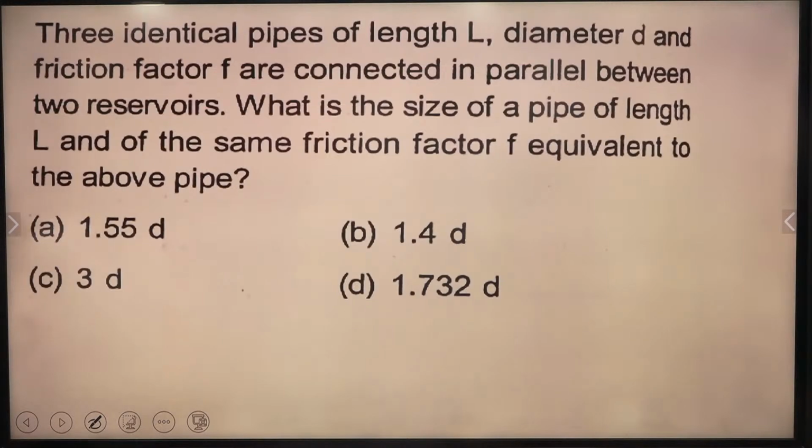Clear? So here's the next question. 3 identical pipes of length L, diameter D, and friction factor F are connected in parallel between two reservoirs. What is the size of the pipe of length L and the same friction factor F equivalent to the above pipes? So this is the question basically.